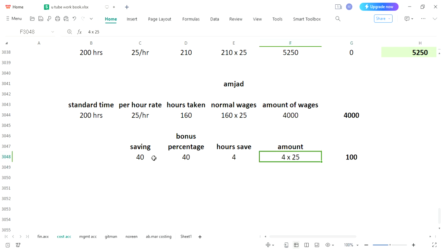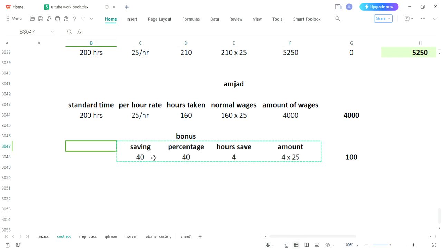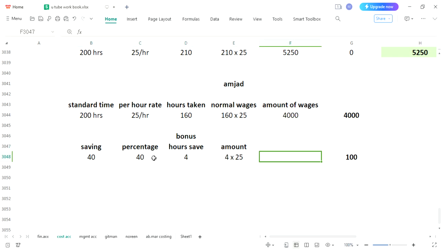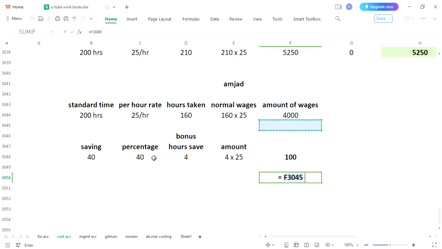Total amount of wages can now be calculated. Let's do it this way. Total amount is this 100 rupees, and now we do not need to write over here. So here we will calculate the sum. We have normal wages 4000, add bonus amount 100, so we have got 4100 as the final amount of wages to be paid to the second person, Amjad.